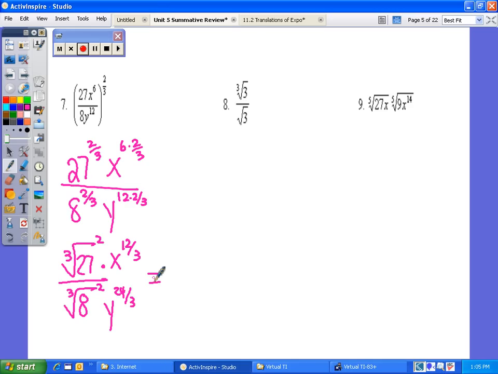So when you simplify it, the third root of 27 is 3. 3 squared is 9. The third root of 8 is 2, and 2 squared is 4. And that's going to all be times x to the 12 over 3, which is 4, and y to the 24 over 3, which is 8. So this is your final answer.